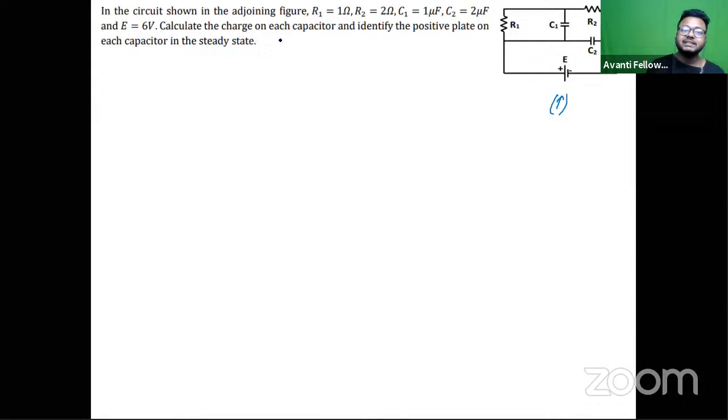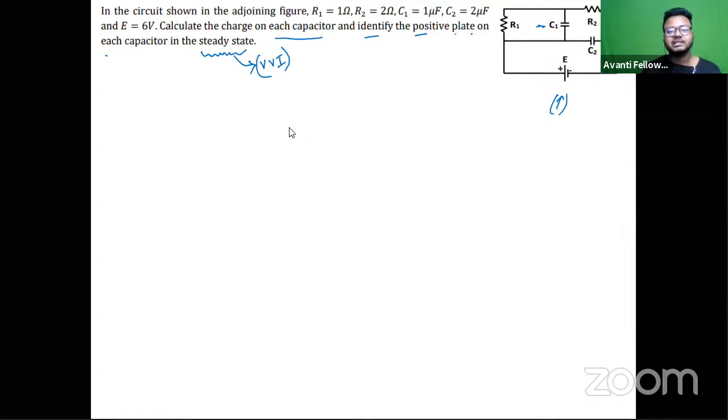Now they're asking to calculate the charge on each capacitor. They're asking how much charge is present in each capacitor, and to identify the positive plate on each capacitor. So which plate is positive? Is this plate positive or is the downward plate positive? They're asking you that, right? In steady state. So this is the most important factor. Steady state. So what happened in steady state? Steady state means what? So what exactly happens with capacitors in steady state? This you need to keep in mind.